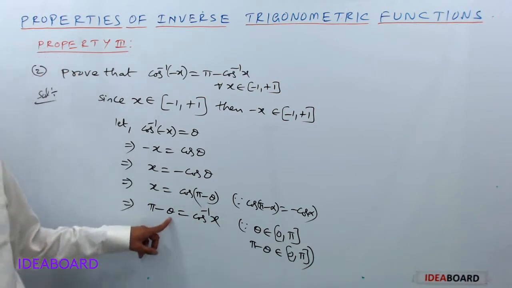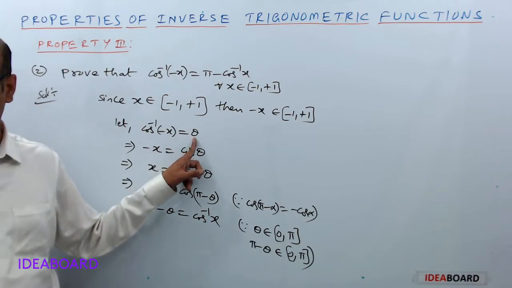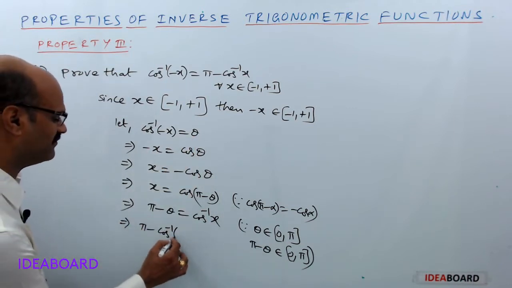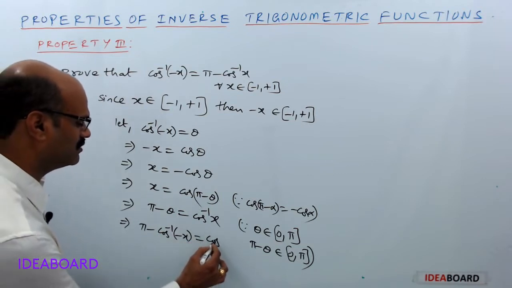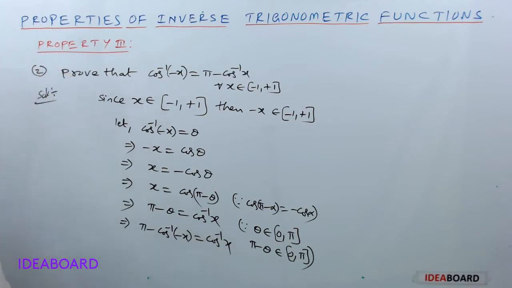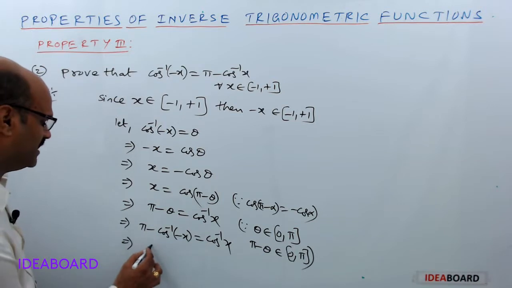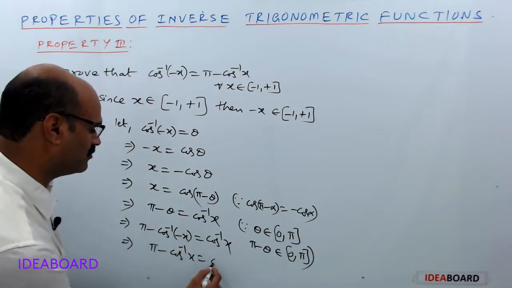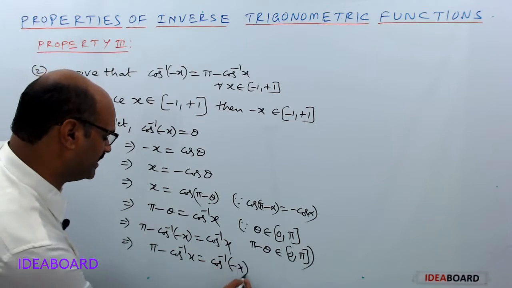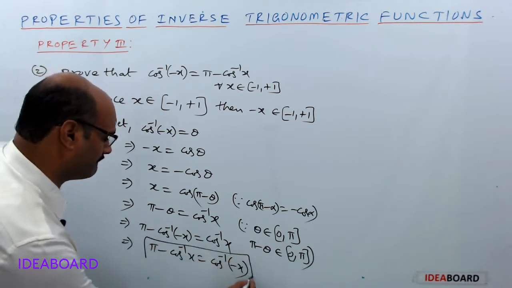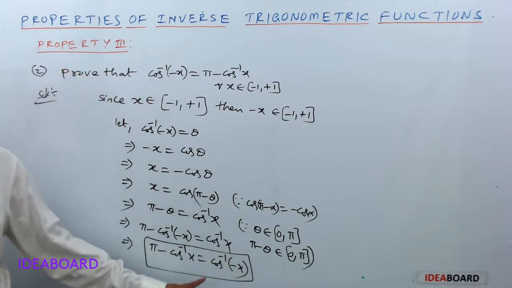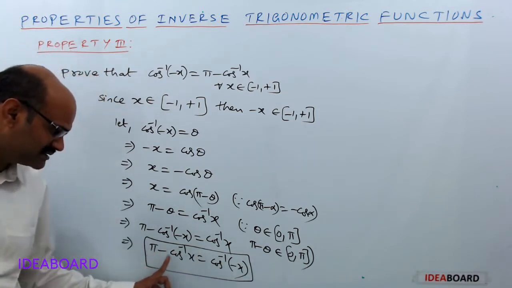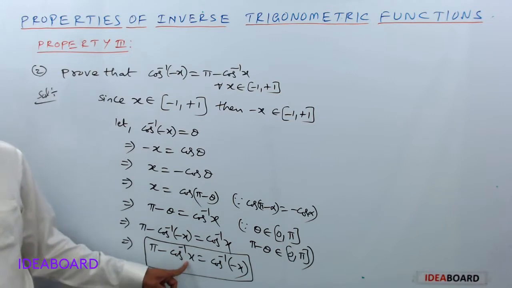Theta equal to cos inverse of minus x. So it implies pi minus cos inverse of minus x equal to cos inverse x. It implies pi minus cos inverse of x equal to cos inverse of minus x. Therefore, cos inverse of minus x is always equal to pi minus cos inverse of x.